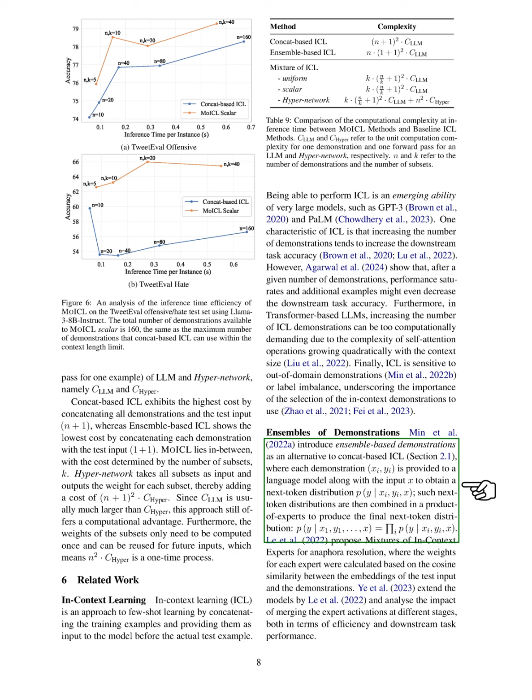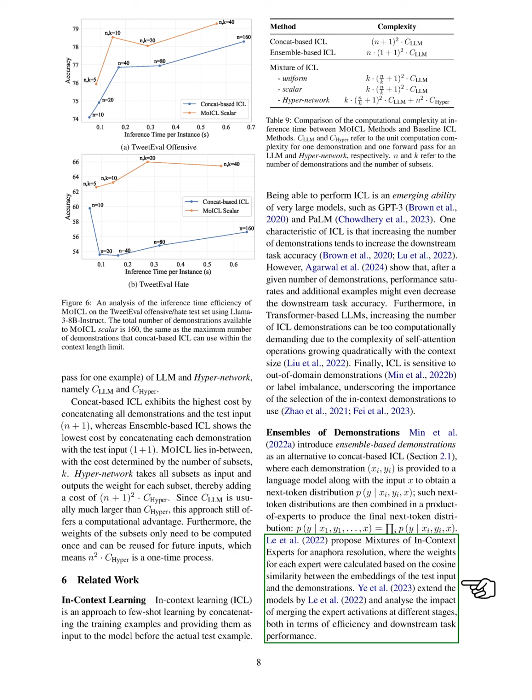We introduce ensemble-based demonstrations as an alternative to the concatenation method, where each demonstration is provided to the language model alongside the input to generate a next token distribution. These distributions are then combined using a product of experts approach to create the final output.